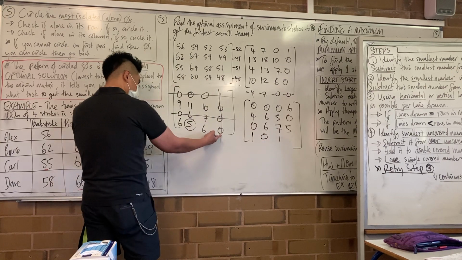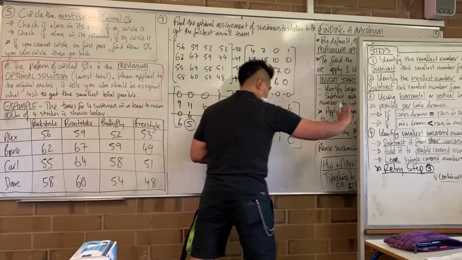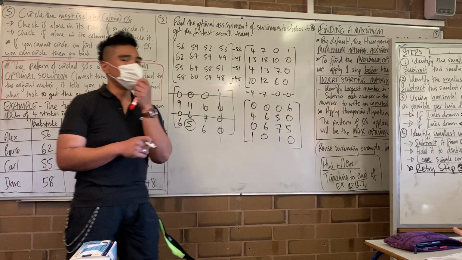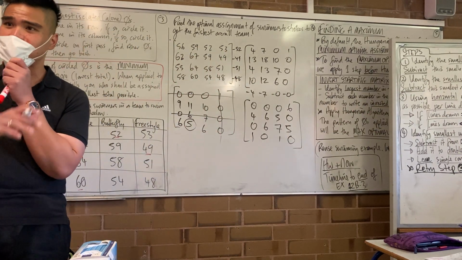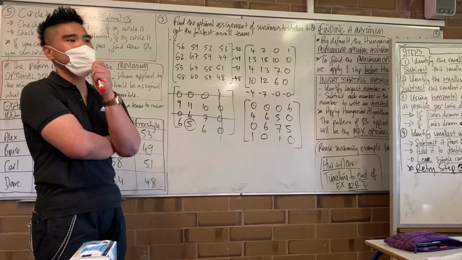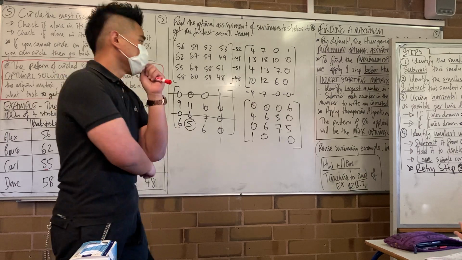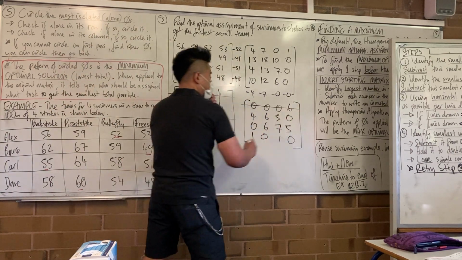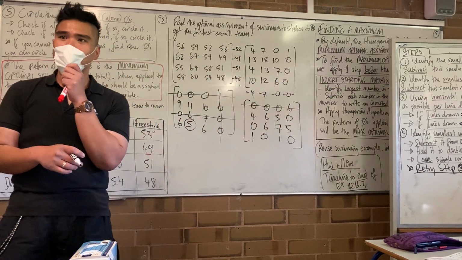What do I do with this? Okay, we applied step 4. I try step 3 again, which is the line covering. What's the maximum number of zeros I can hit? 3. Maximum number of zeros I can hit in one line.